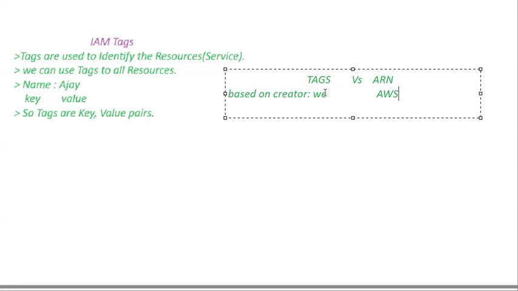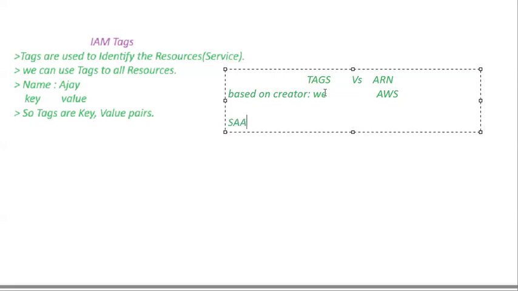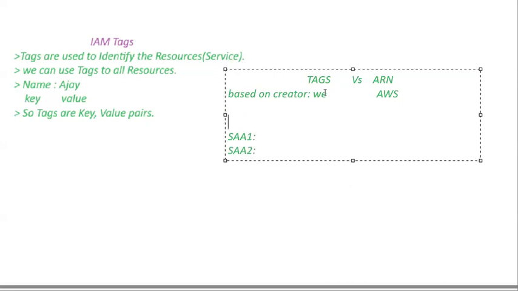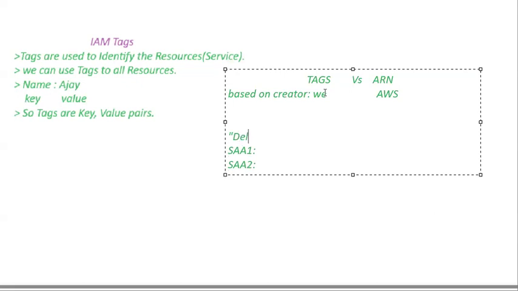Okay. Let's say there are two solution architects, solution architect 1 and solution architect 2. These two are present in my company. These two will maintain my cloud. Now, I give a task to both of them.